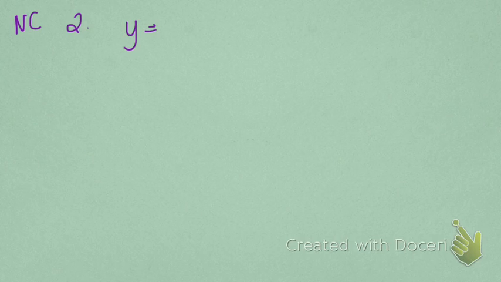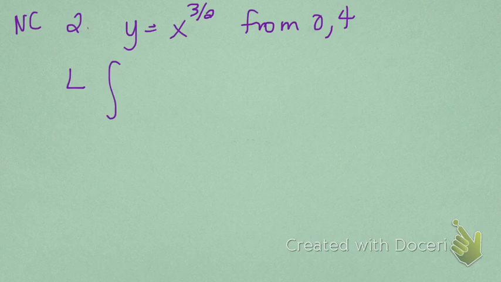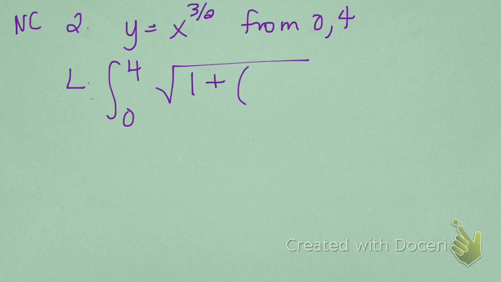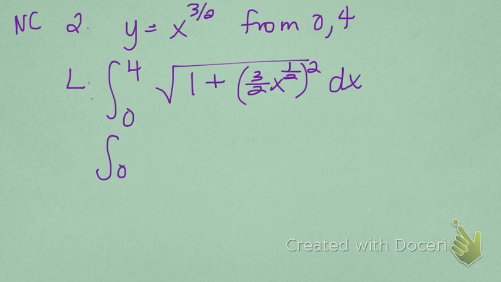Let's say that you have y equals x to the 3 halves, going from 0 to 4, and I want to find that arc length. It's going to be the integral from 0 to 4 of the square root of 1 plus the derivative squared. The derivative of that is going to be 3 halves x to the 1 half, and then I square it. Working this out algebraically, squaring the 3 halves gives me 9/4. Squaring x to the 1 half, you multiply exponents, so you just get an x there.